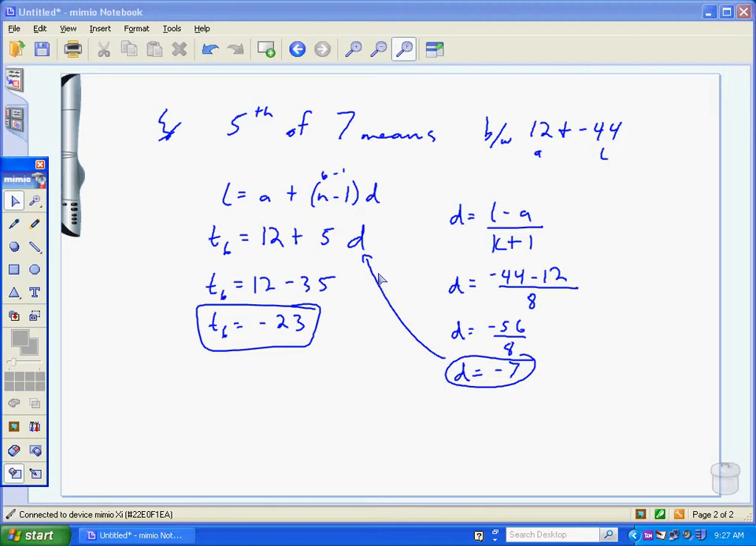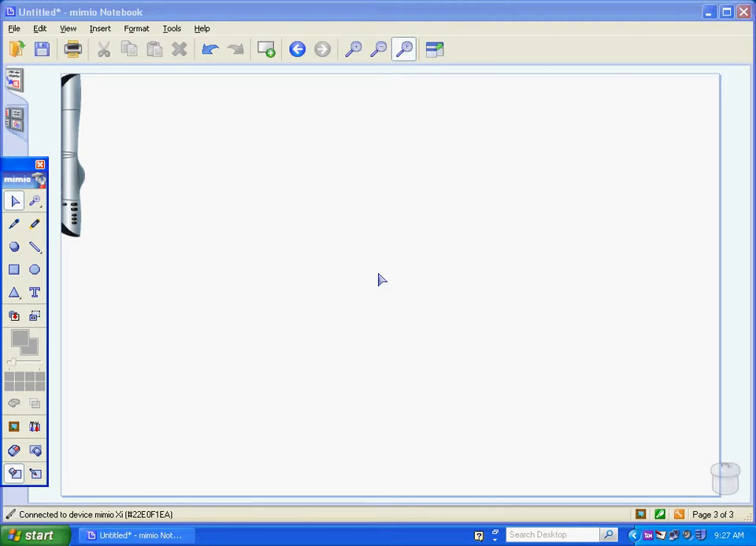Okay. Any others? Is there a geometric one? That's about as hard as they'll get for arithmetic. You've got a geometric one? Let's hear it. Negative 1,000?